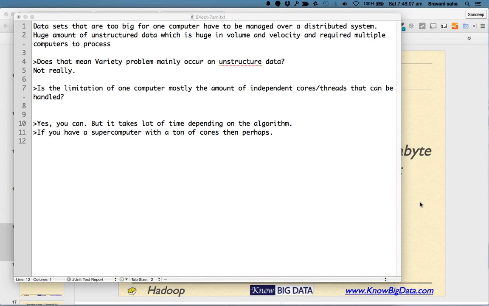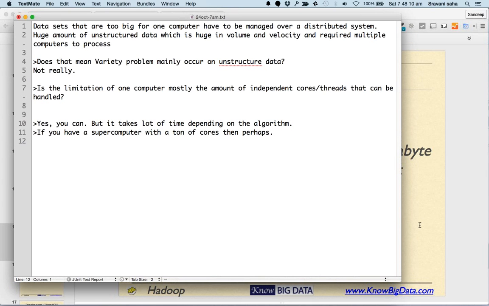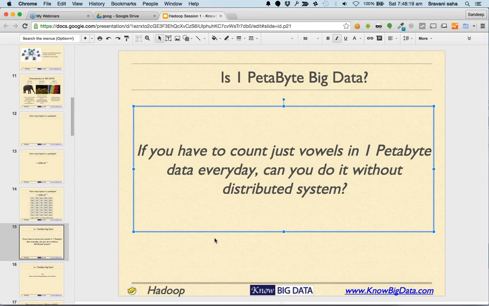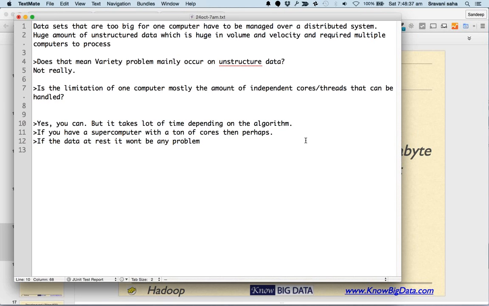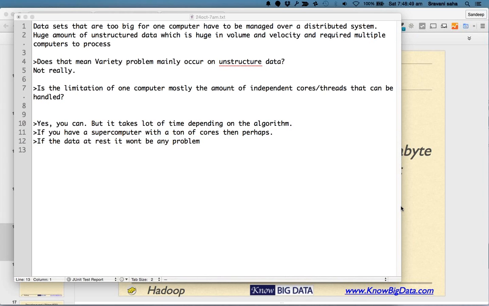All right. If the data is at rest, it won't be any problem. Yeah, so the data is actually at rest. Every day data is accumulated. All you need to do is read the data from left to right and keep reading it and counting the vowels. So here we can't improve the algorithm much. And my question is, do you think the processor is going to matter much? What is going to be the limitation?